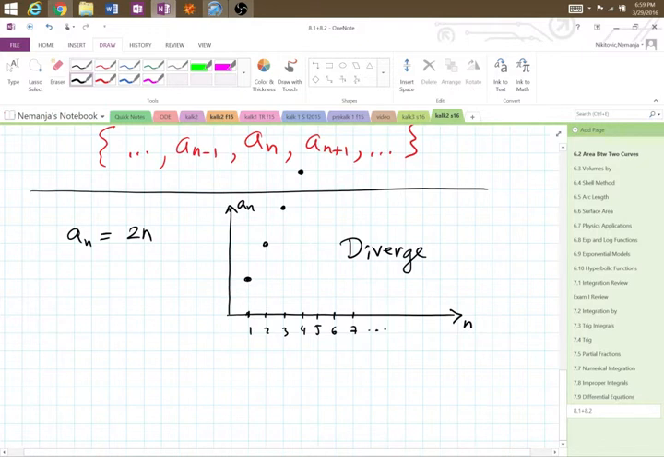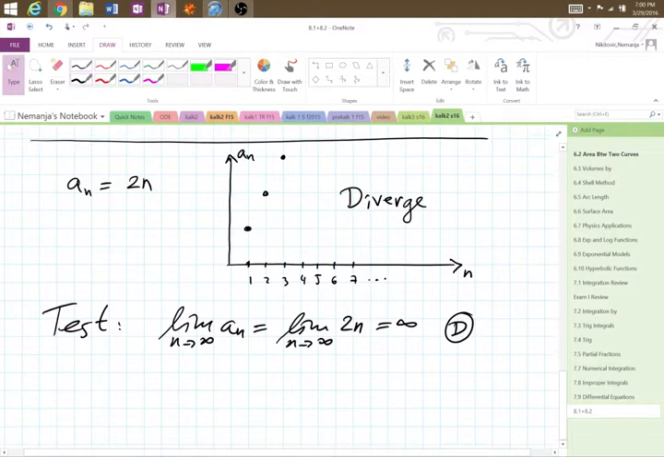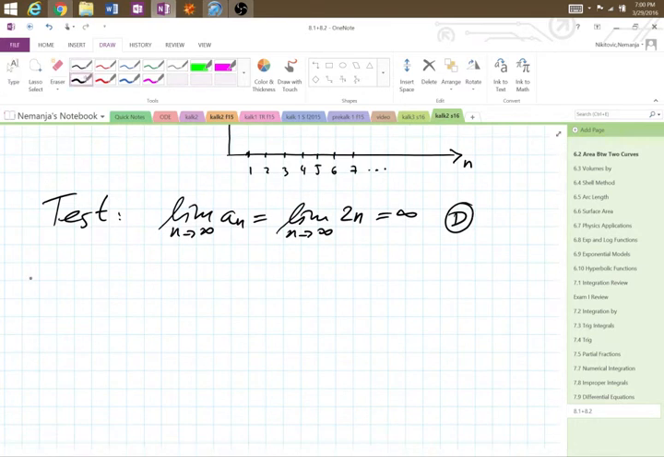Now I can do the test for that, which we are going to define pretty soon. And the test says that the limit of a_n as n goes to infinity is, in this case, the limit of 2n as n goes to infinity, and we do get infinity, which is divergence. So I didn't really have to do the graph because I can only take the limit. And you know what the test says? If the limit converges, the sequence converges. If the limit diverges to infinity, the sequence diverges.